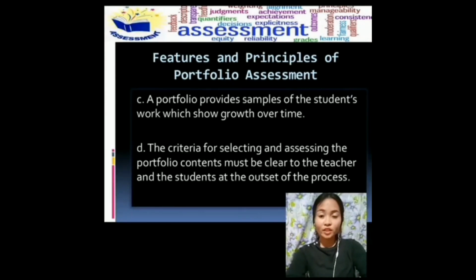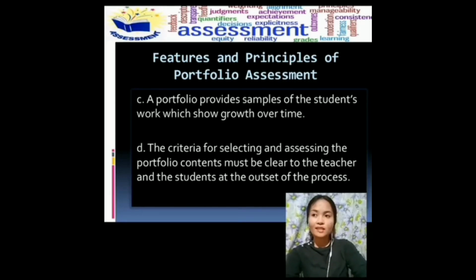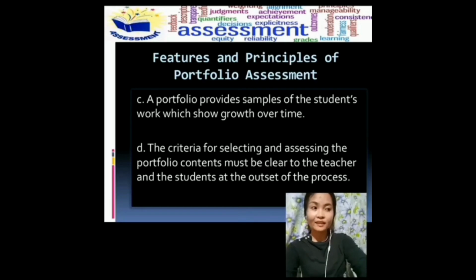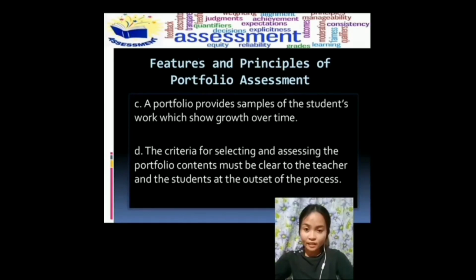So next we have letter C. A portfolio provides samples of the students' work which show growth over time. So, like what I've said, in the portfolio we put our responses to the teacher about the lessons. It includes the best of our learnings. It also shows the growth of what we have really learned, because in doing that we keep inputting our learnings. So we can see and showcase there our progress about the lessons given by the teachers. And lastly, letter D.